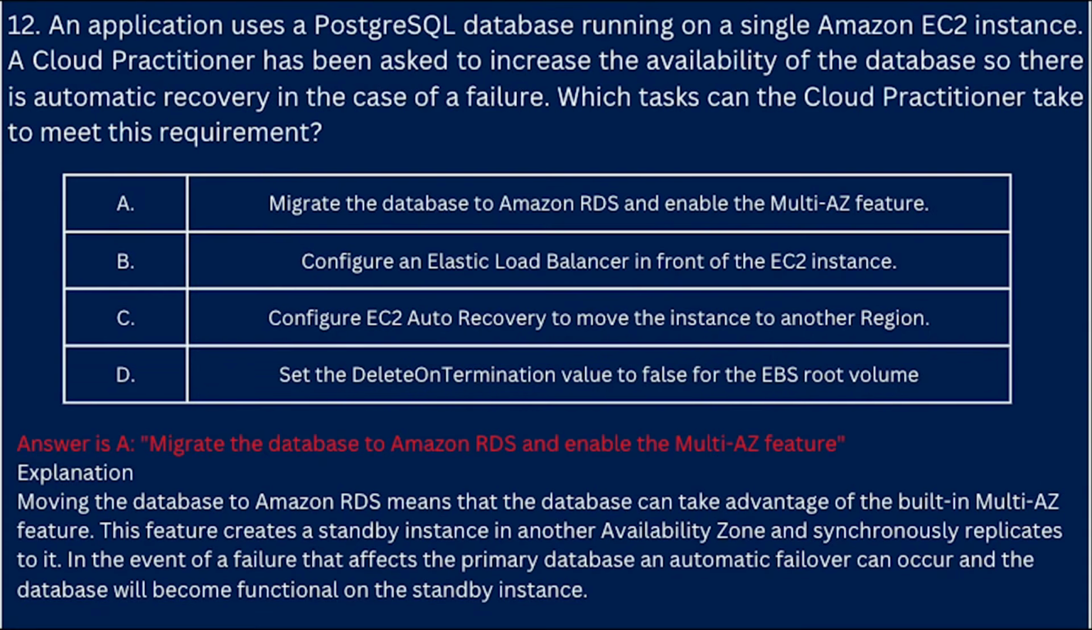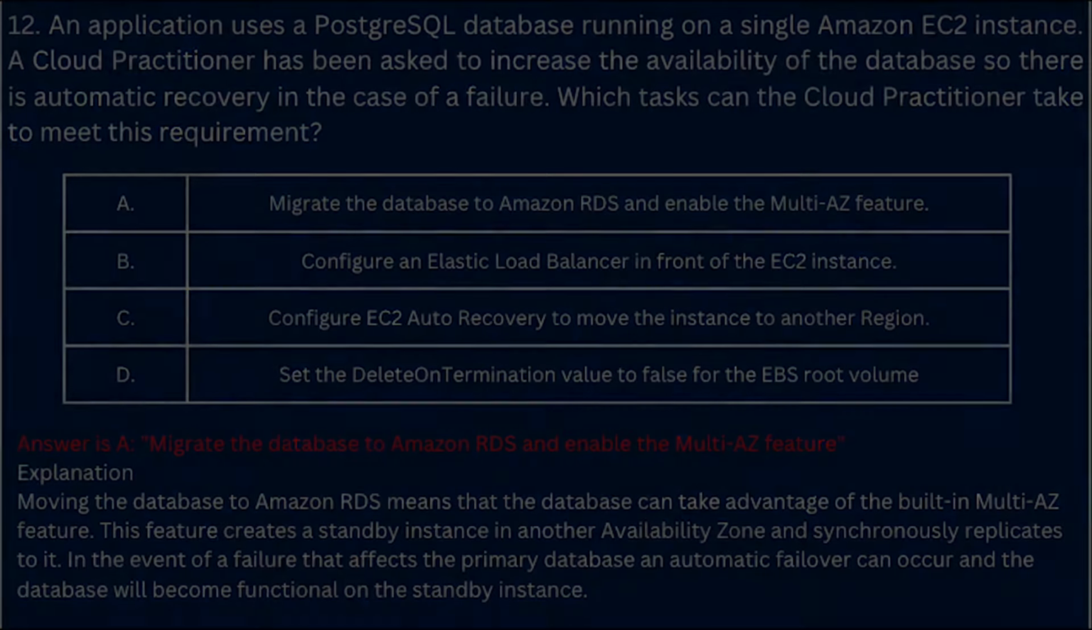The correct answer is A. Migrate the database to Amazon RDS and enable the multi-AZ feature. Explanation. Moving the database to Amazon RDS means that the database can take advantage of the built-in multi-AZ feature. This feature creates a standby instance in another availability zone and synchronously replicates to it. In the event of a failure that affects the primary database, an automatic failover can occur and the database will become functional on the standby instance.